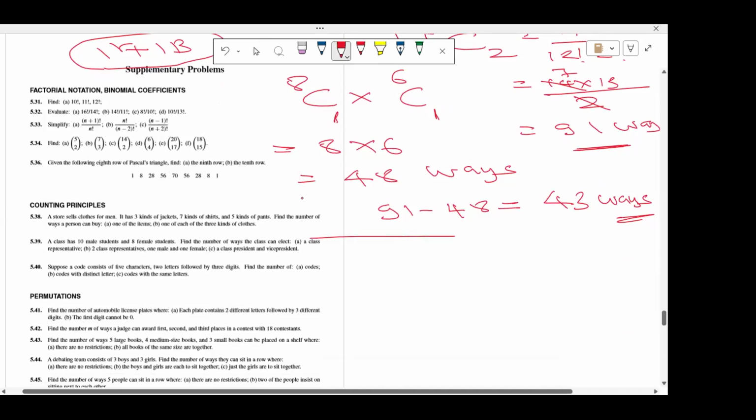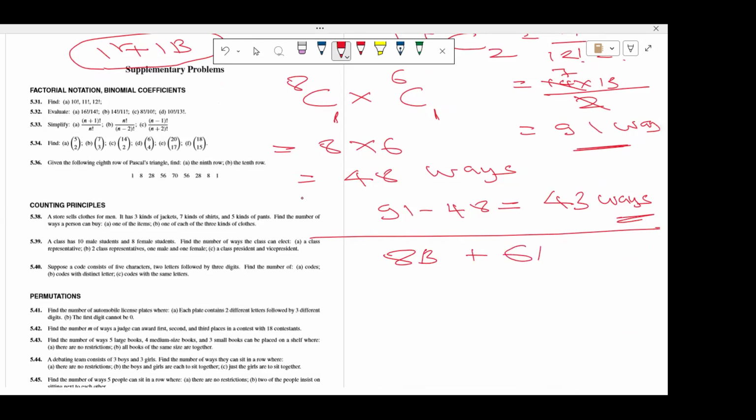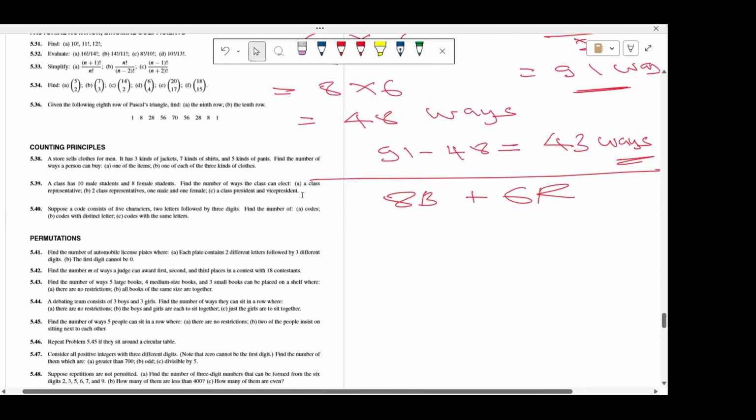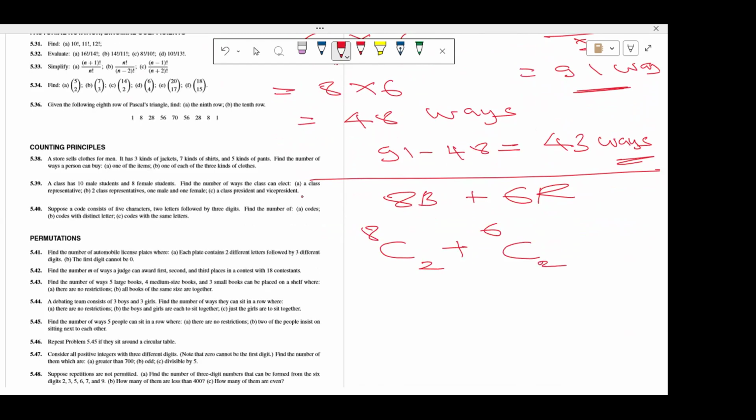Another way, right? We have 8 blue color plus 6 red color socks, right? Now the question is how many options we have for selecting the same color socks. Now another way: from the 8 blue color socks, we select 2, how many possible ways? Plus from the 6 red color socks, if you are selecting two red color socks, if you take the sum of this one and this one, we are getting the same answer of 43, right?